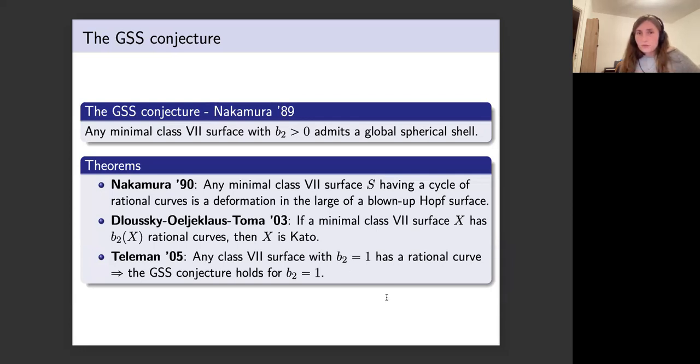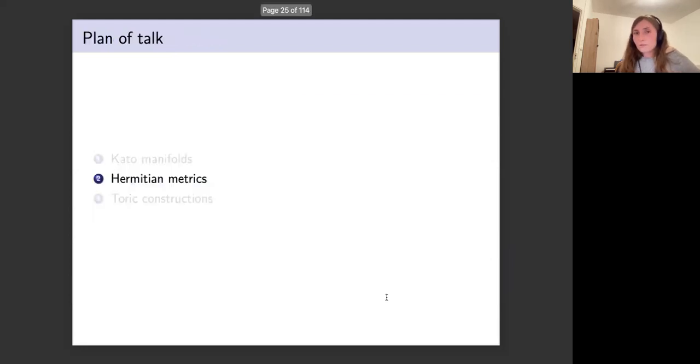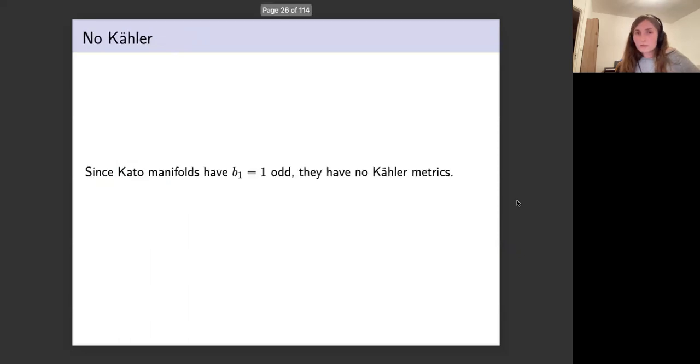So this is the story concerning the initial motivation concerning Kato manifolds. But now we looked at these manifolds motivated rather by Hermitian geometry, trying to look for special metrics, or rather special new examples of manifolds admitting special metrics.